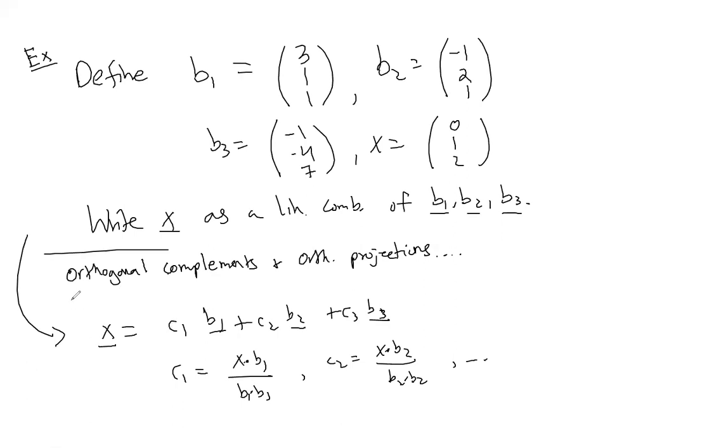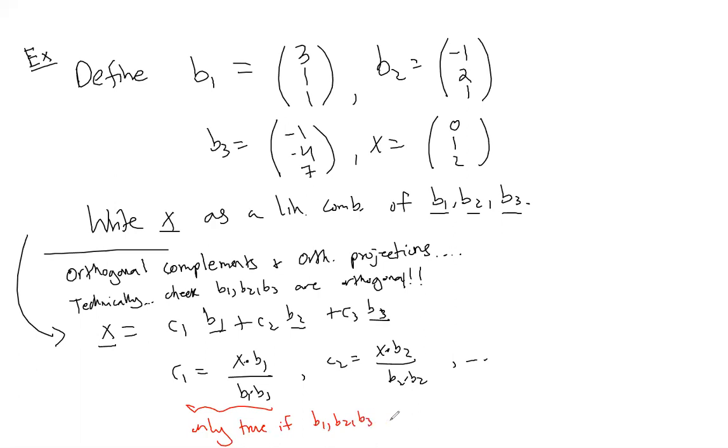I guess also technically, we should check B1, B2, and B3 are actually orthogonal. I said they were, but you should probably check they're orthogonal. Right? Because if they're not orthogonal, then this doesn't work. This is only true if B1, B2, and B3 are orthogonal. So you really need that to be true.